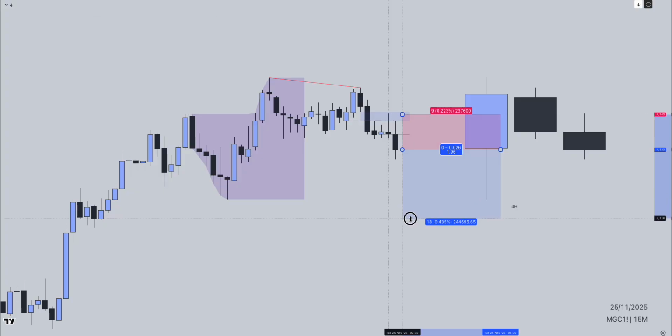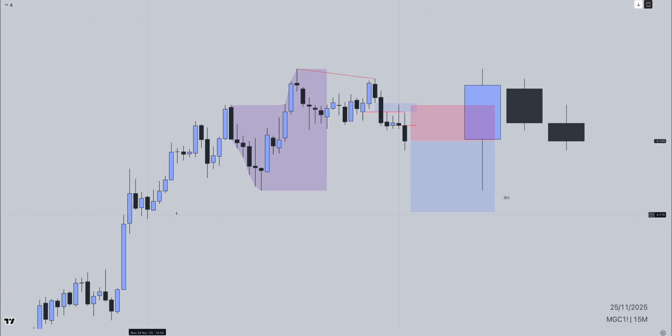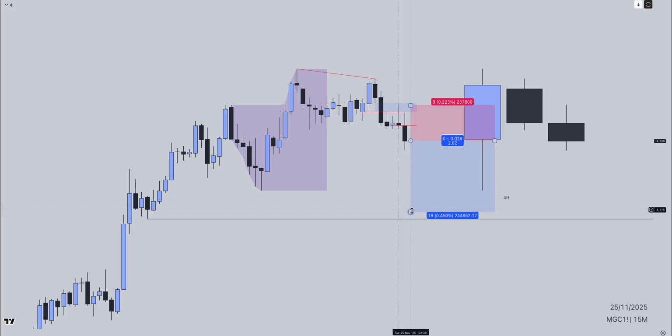Now, what is my drawn liquidity? Well, it was the 4-hour fair value gap that I was looking for price to retrace into, which was this low over here, and 2R was just above that. In addition to that, my drawn liquidity lined up with the 2 to 2.5 standard deviation, which is what you want to see because this is just a market maker model, right?